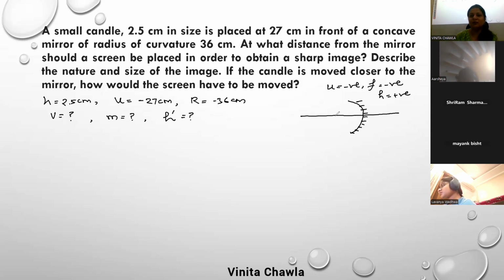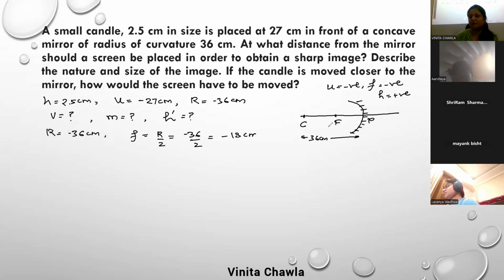Okay, so this is focus, this is center of curvature. So radius of curvature is given, it is 36 centimeter. And object distance is minus 27. So what will the focal length be? If radius of curvature is minus 36 centimeter, so focal length, how are they related? Focal length is half of radius of curvature. So it is minus 36 upon 2, minus 18 centimeter. Okay. So what does it mean? It means that object lies between focus and center of curvature.